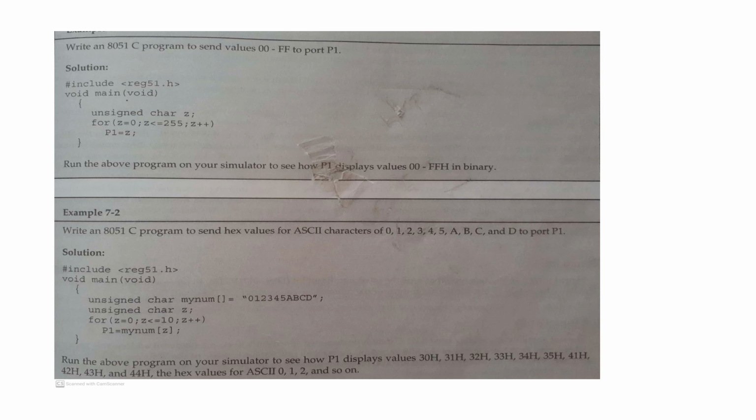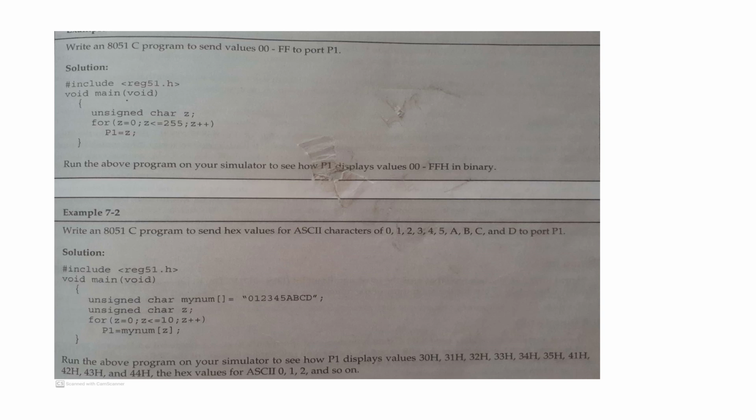Write a C program to send hex values for ASCII characters 0, 1, 2, 3, 4, 5, A, B, C, D to port 1. So declaring a header file, #include <reg51.h>, void main(void). In the curly brackets, we are writing the main program. We are declaring the variable mynum. It's an array; the square bracket indicates it is an array. unsigned char mynum[] = 0, 1, 2, 3, 4, 5, A, B, C, D.